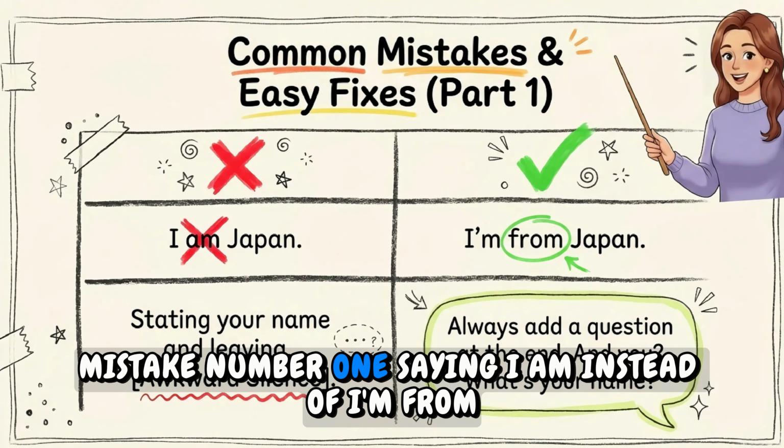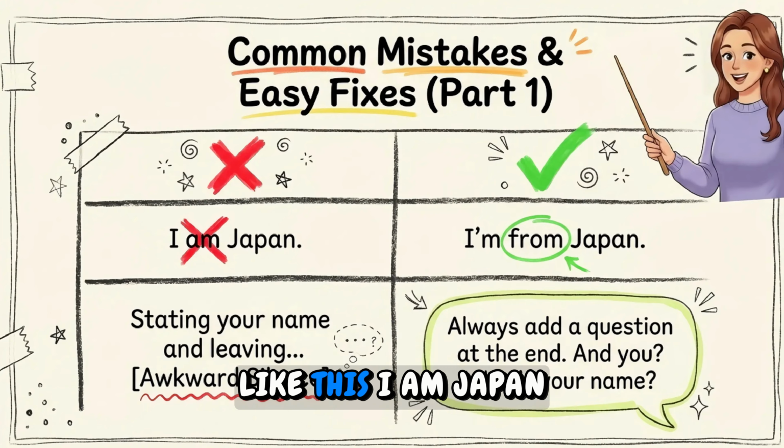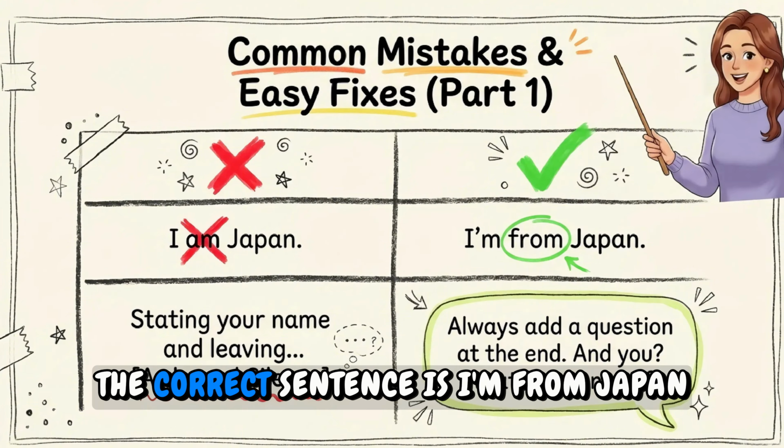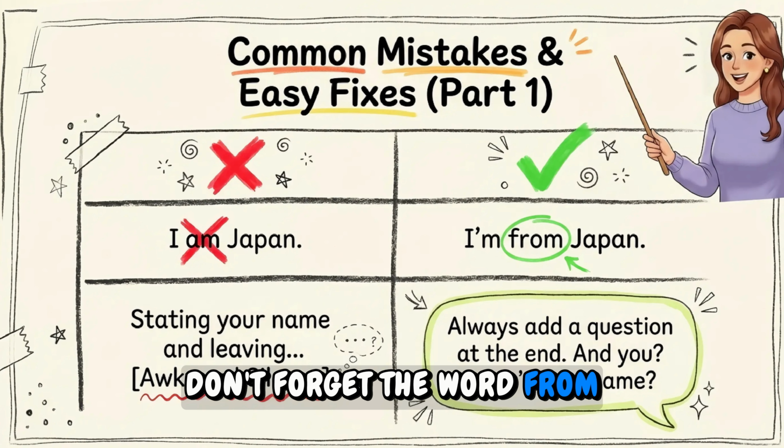Mistake number 1, saying "I am" instead of "I'm from," like this: "I am Japan." That's not correct. The correct sentence is, "I'm from Japan." Don't forget the word "from."